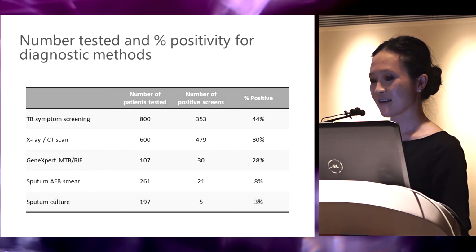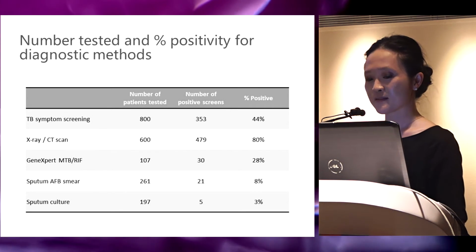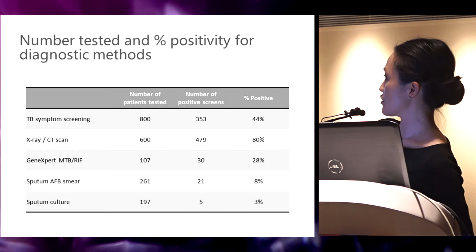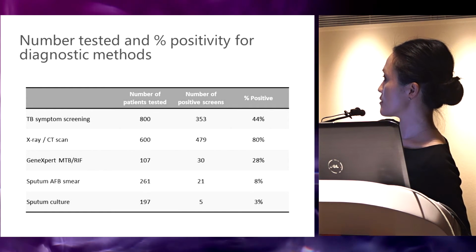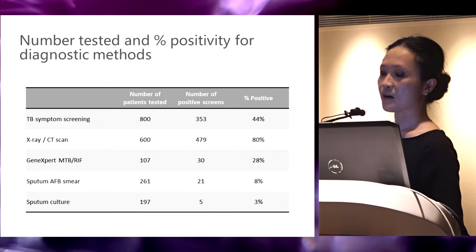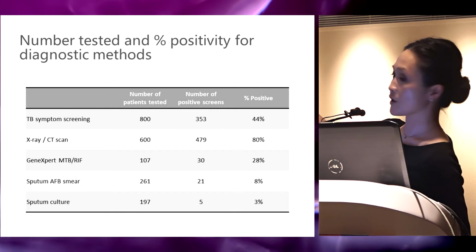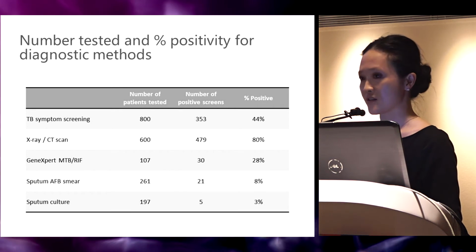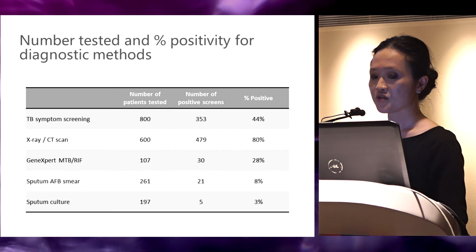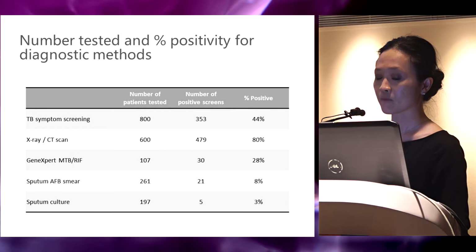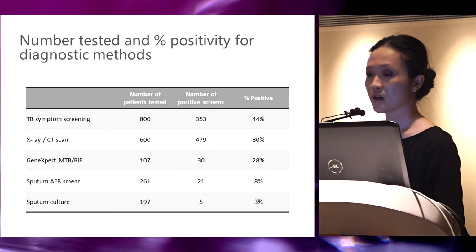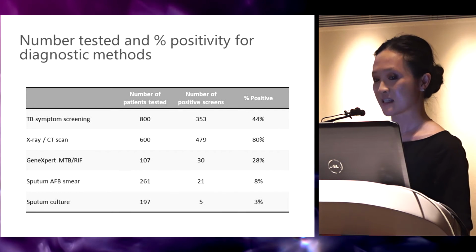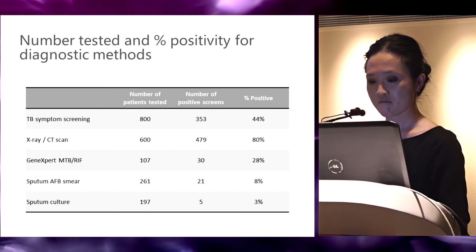So here I'm just going to show you one slide showing the data, which basically confirms the problem that we know existed. The smear and culture positivity was actually quite low. Those are the bottom two rows. So only 8% smear positivity and 3% culture positivity. Now, symptom screen, which is on the top row, is 44%. X-ray CT scan, of course, was very highly positive, 80%. Lots of patients had abnormal X-rays or CT scans. And the GeneXpert test was positive for MTB in 28% of the cases. So certainly better than smear and culture, but not quite as sensitive, if you will, as the CT scan.